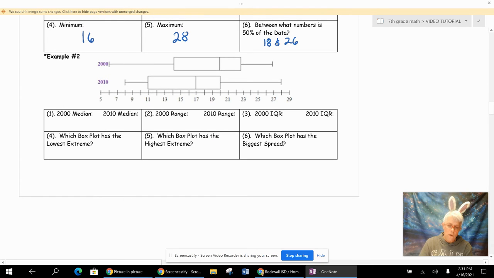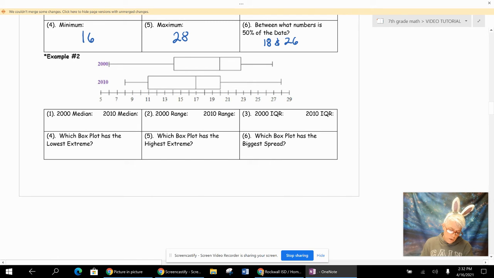Now, when you can get a lot of information is when you're comparing data. So box plots are a quick way to compare data. So that's usually when you see it. If I see it in a magazine or something, you're going to see two box plots and they're going to be comparing the data. So right here, we have a box plot for the year 2000 and the box plot for the year 2010. I have no idea what the data is about. We're just going to go ahead and read the data.